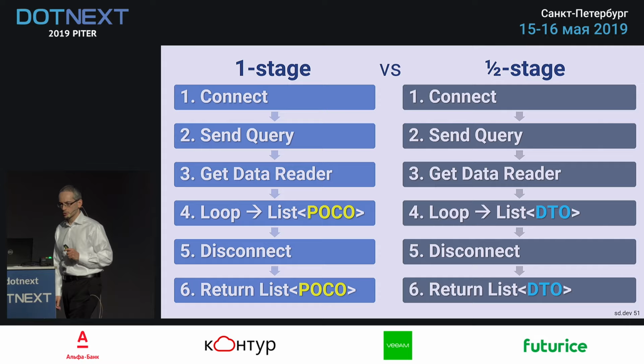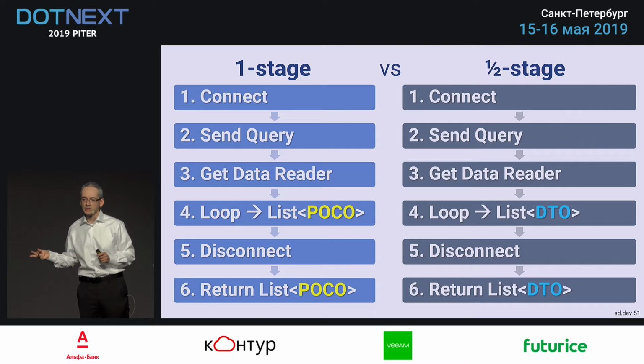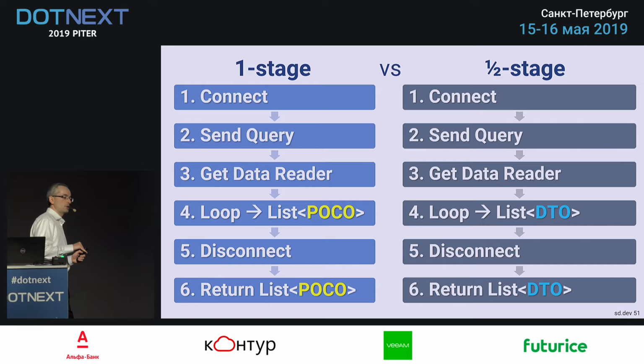So again, we also connect, we send the query, we get the data reader, but in step four, rather than building a list of POCOs, we now build a list of DTOs. Step five, we disconnect as usual, and in step six, we return a list of DTOs instead of a list of POCOs. So that's the only subtle difference here.